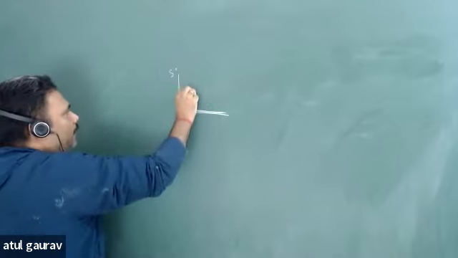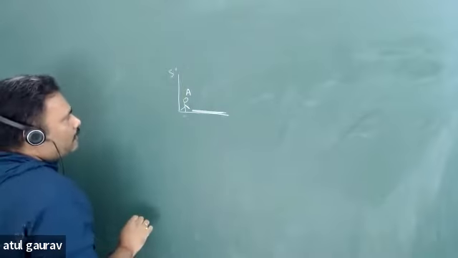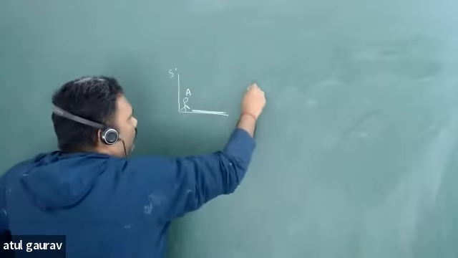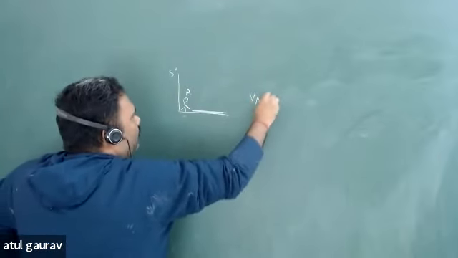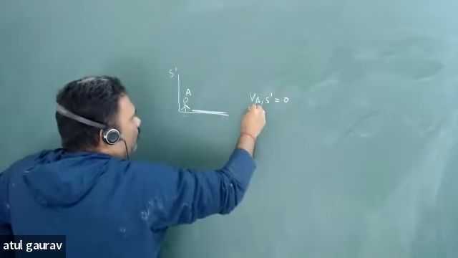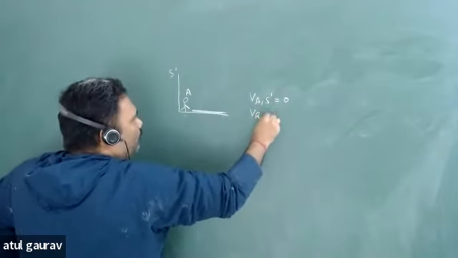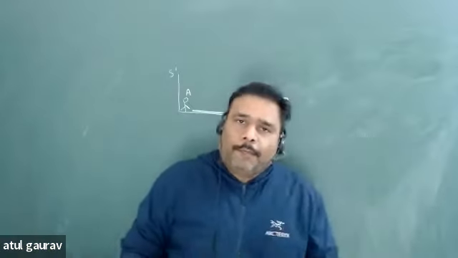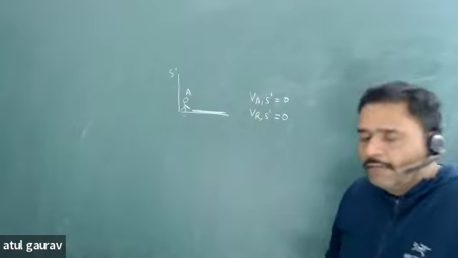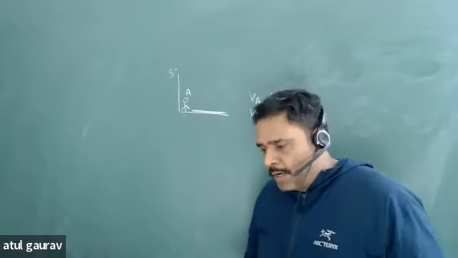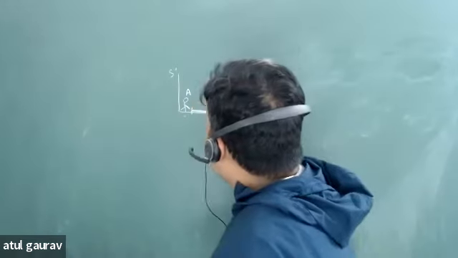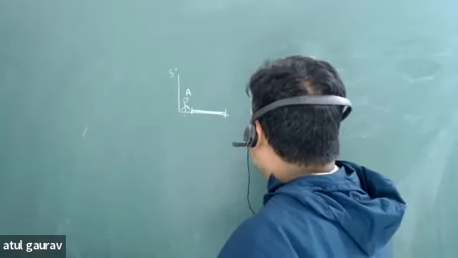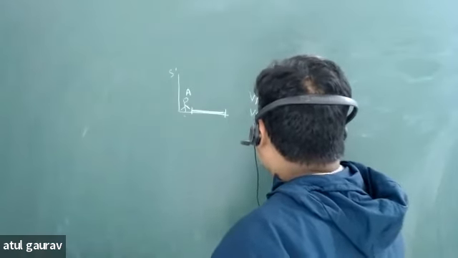This observer A is at rest with respect to S dash, and this rod is also at rest with respect to S dash. So the velocity of A with respect to S dash is 0. Velocity of the rod with respect to S dash is also 0. So that means A will see proper length or contracted length? Proper length. So the length he will measure is x2 dash minus x1 dash is equal to L naught.